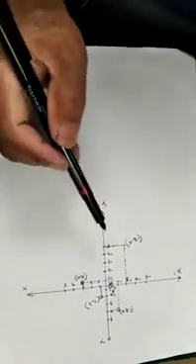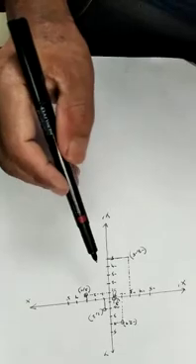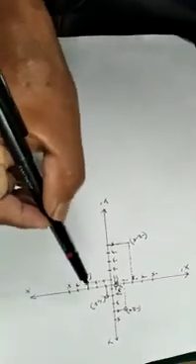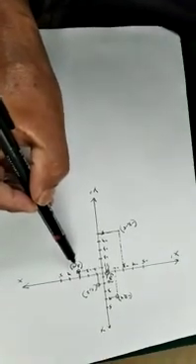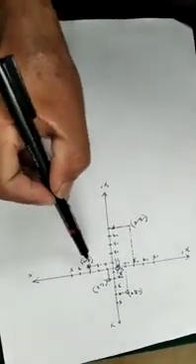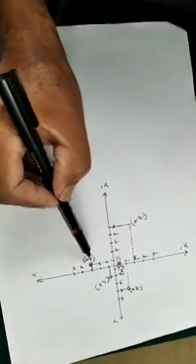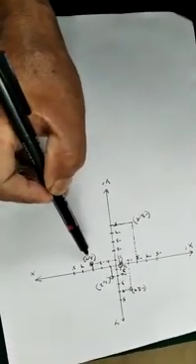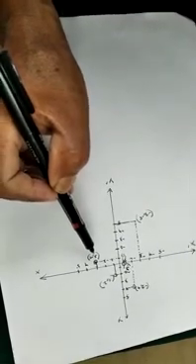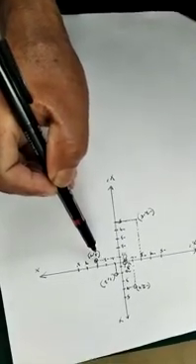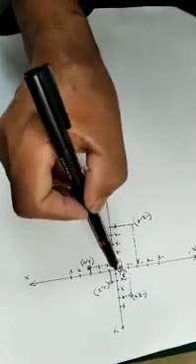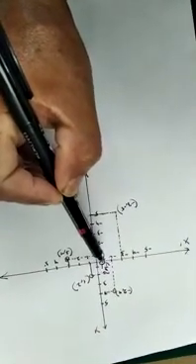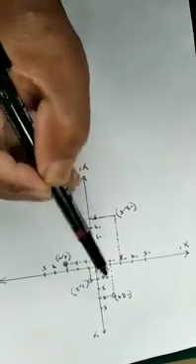Second point, the point (3, -1) lies in the fourth quadrant. Positive x and negative y, so it lies in the fourth quadrant. Third point, (-1, 0) lies on the x-axis. That means the value of x is -1 and y is 0, so the point lies here on the x-axis, that is (-1, 0).